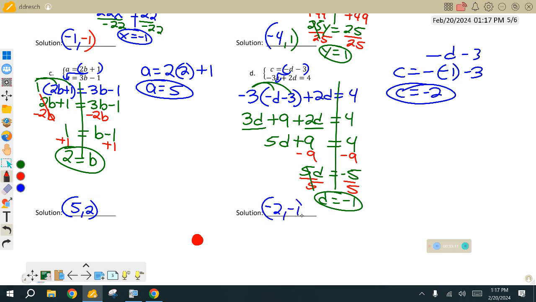Alphabetically is how we write the solution. X comma Y, A comma B, E comma F, C comma D, whatever the case is, we write them alphabetically.